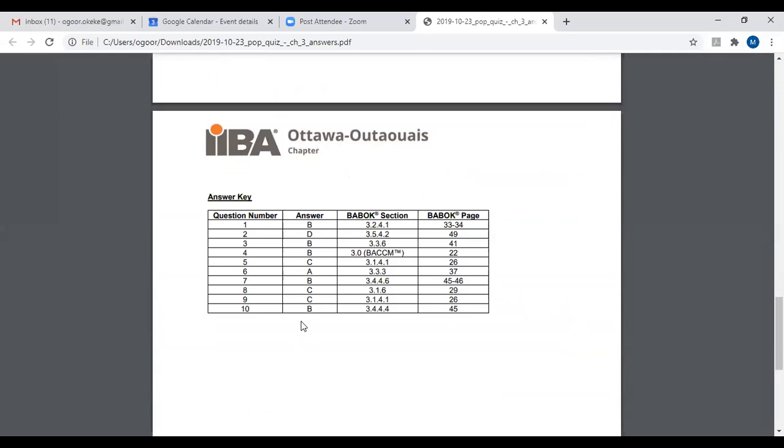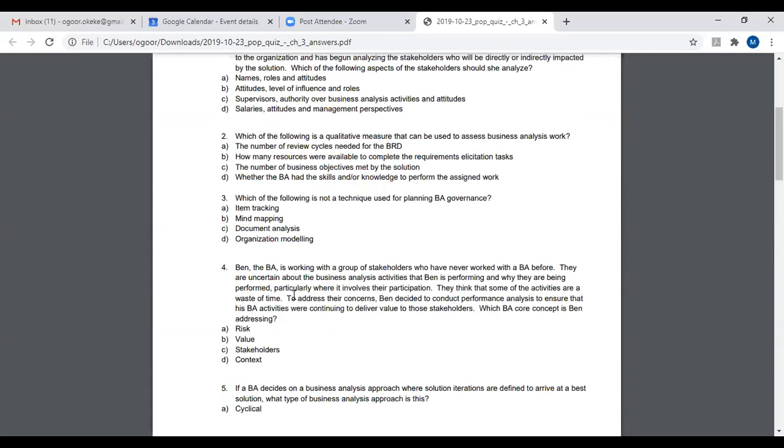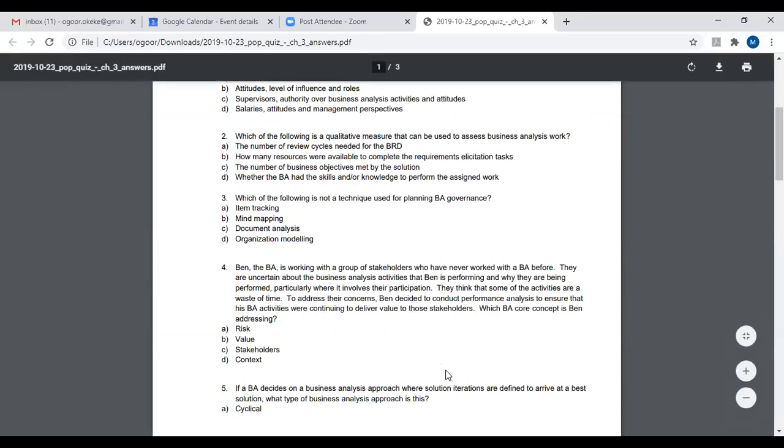Number four, we answered B, and the answer is B. Let's just go through it again. Ben, the BA, is working with a group of stakeholders who have never worked with a BA before. They're uncertain about the business analysis activities that Ben is performing and why they're being performed, particularly where it involves their participation. They think the activities are a waste of time. To address their concerns, Ben decided to conduct performance analysis to ensure that his BA activities were continuing to deliver value to the stakeholders. Which core concept is Ben addressing? And we got it right as value. So let's go to number five.